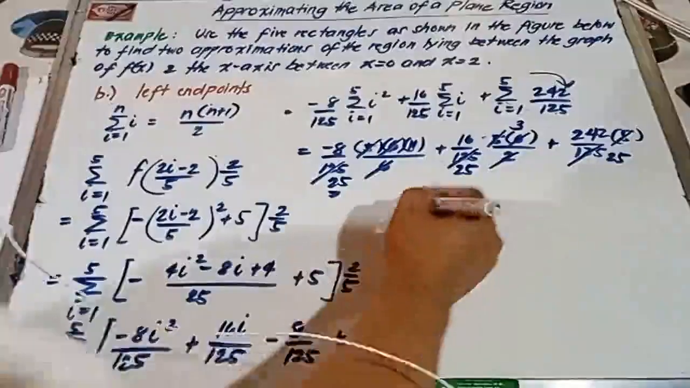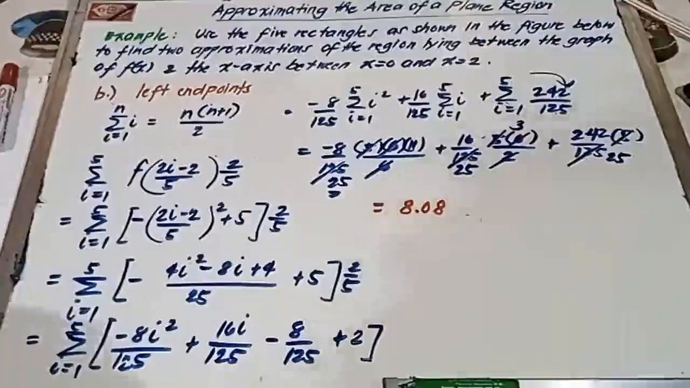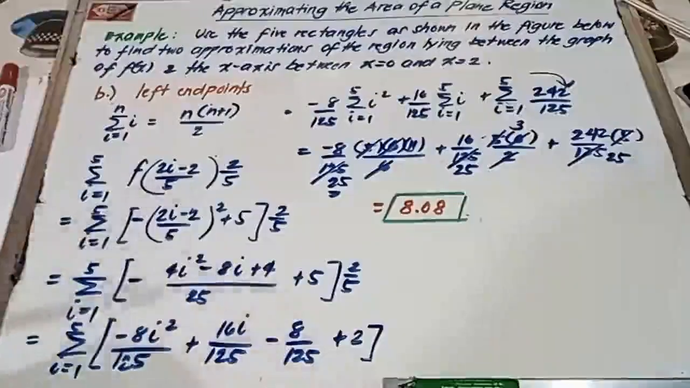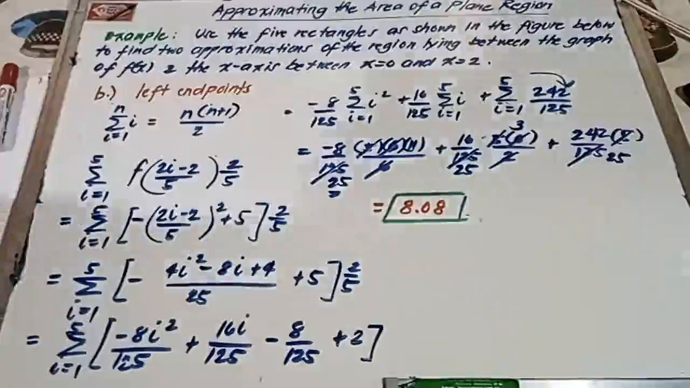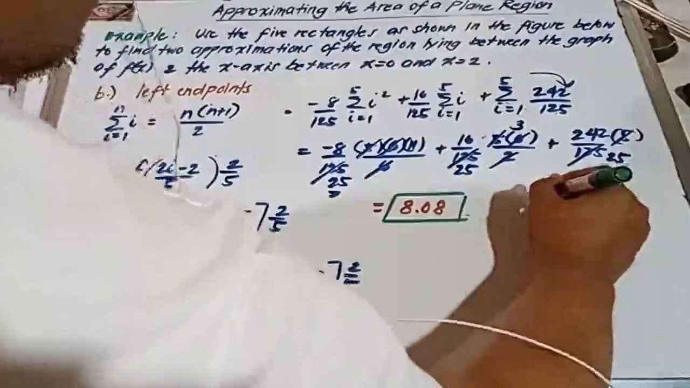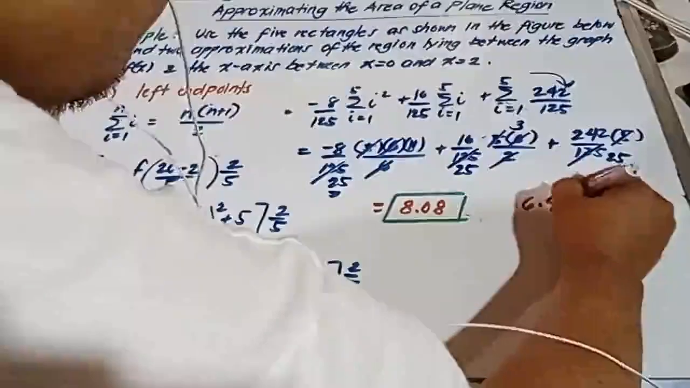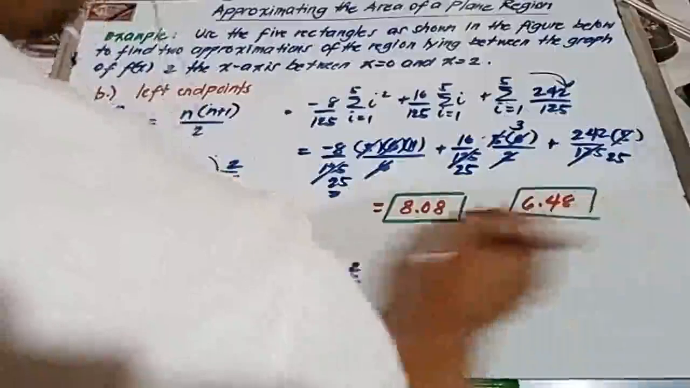Okay? So ang area natin dito ay 8.08. So anong ibig sabihin nito? Ito yung approximated area natin ng region bounded by f of x and x-axis between x equals 0 to x equals 2. Yung kanina, yung ating right endpoints ang ginamit natin, ang area nating nakuha is, ano ba nakuha natin doon? 6.48. So ang area natin hinahanap ay hindi ito. Ito yung approximation lang.